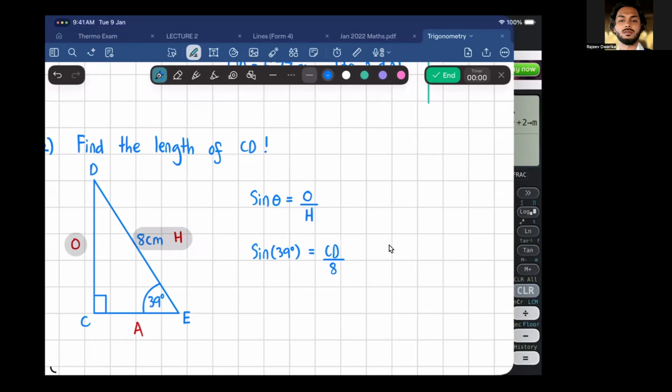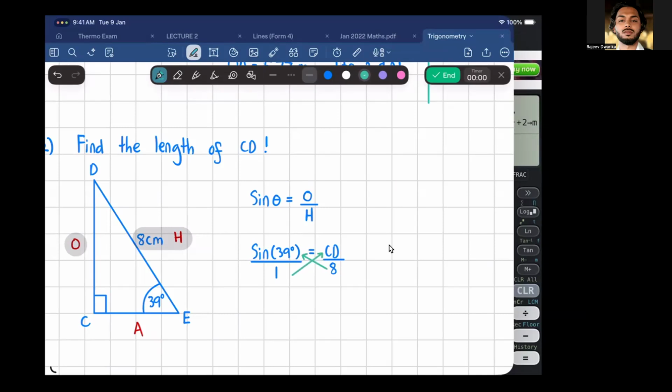Okay. What do you think we should do next? Cross multiply. Right. So I think you all should stick to cross multiplication. It's the easier one. To do cross multiplication, you need to write sine 39 degrees as sine 39 degrees over 1. Now we're going to cross multiply. So Simran, let's cross multiply.